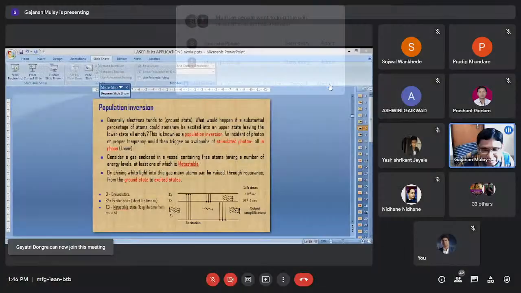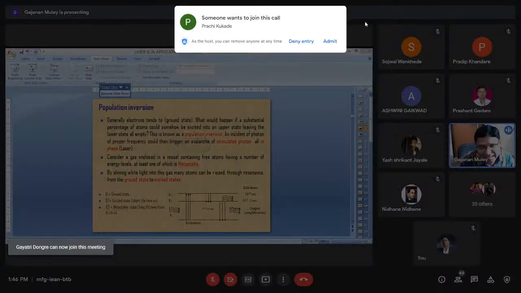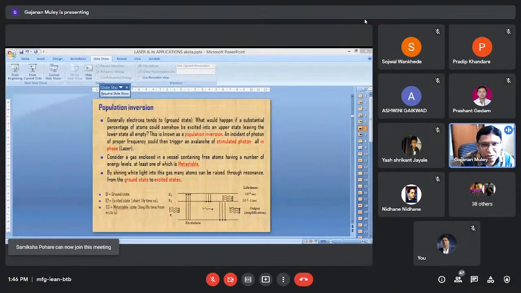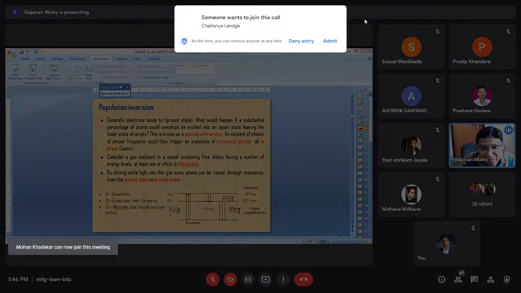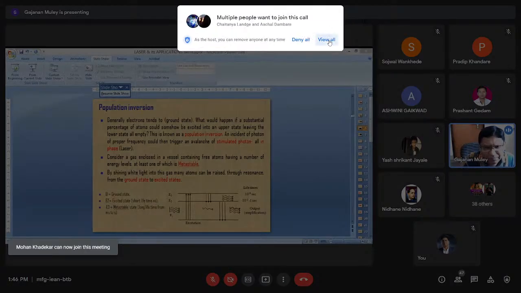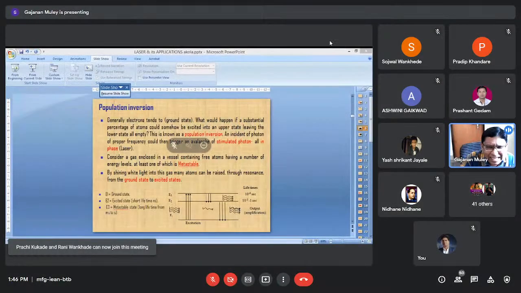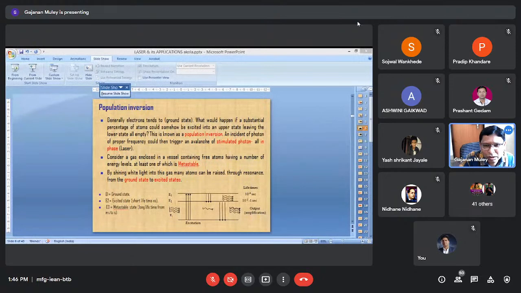But in order to have lasing action, that is, to get laser from this system, we require population inversion. If you consider the energy level structure, generally the excited state has a very short lifetime, of the order of nanoseconds. So if the electron moves from the ground state to the excited state, it will come back to the ground state by emitting photons.